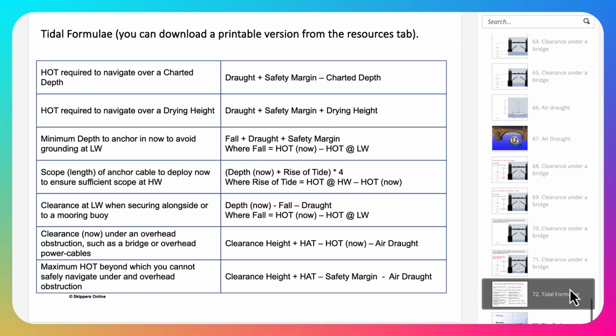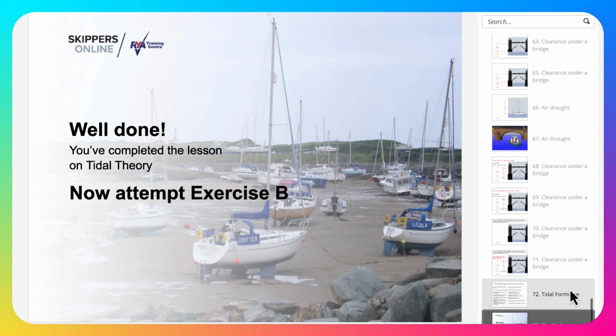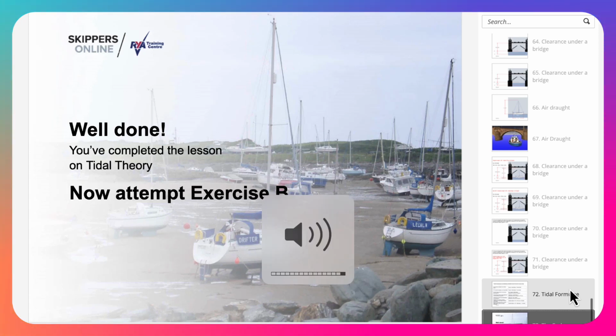You can download a copy of the tidal formulae from the Resources tab. So far so good? Now go on to attempt exercise B. It's only a very short one.